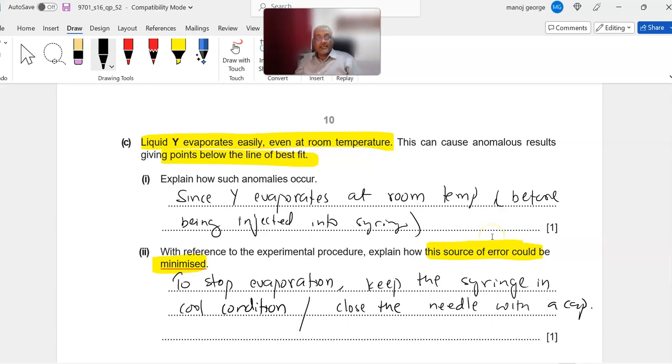And then once we get the graph all done, normally you will get questions asking you to explain how that anomalous point happened. Remember, I just spoke about this particular point. I hope this is very clear.